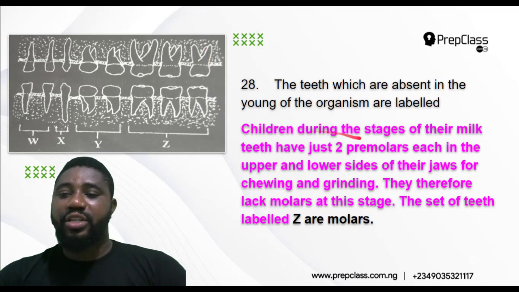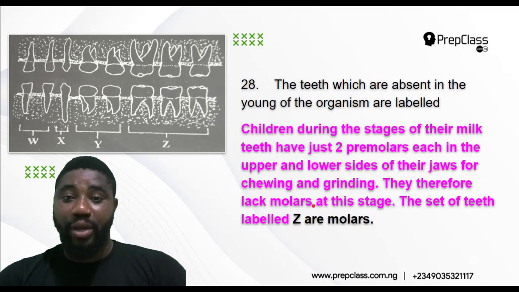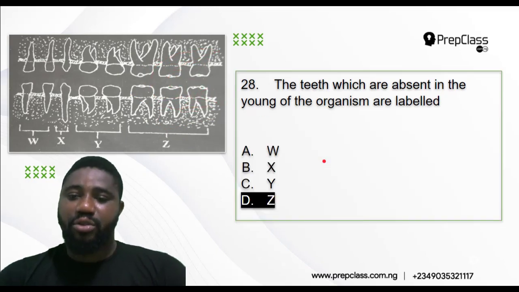So children during the stages of their milk teeth have just 2 premolars each in the upper and lower sides of their jaws for chewing and grinding. They therefore lack molars at this stage. So the set of teeth labeled Z are molars. So the molars are absent in children. So the correct answer is Z, option D.